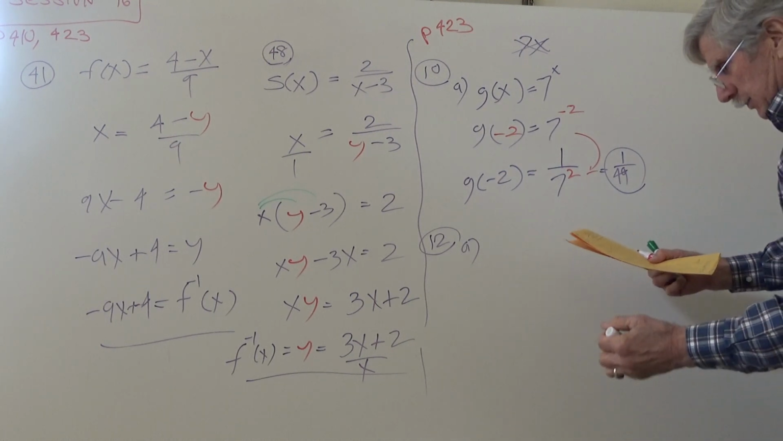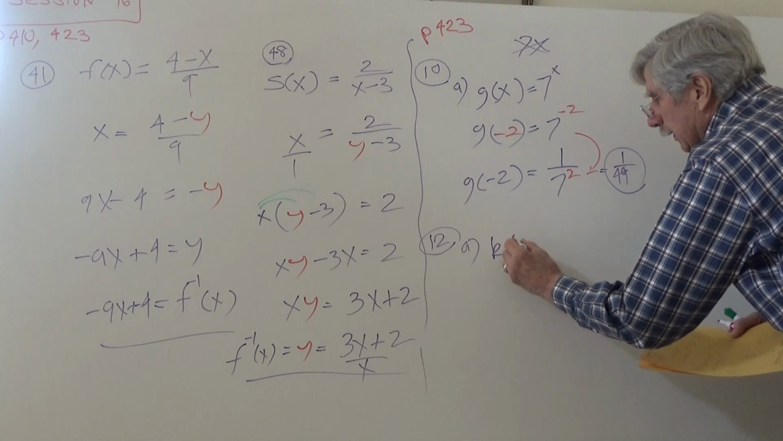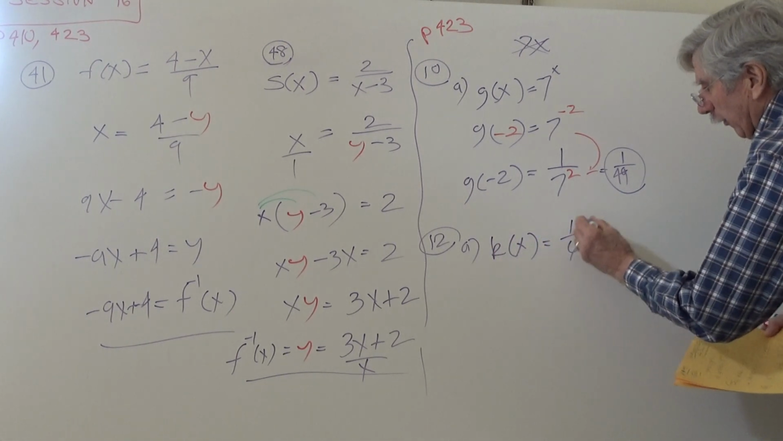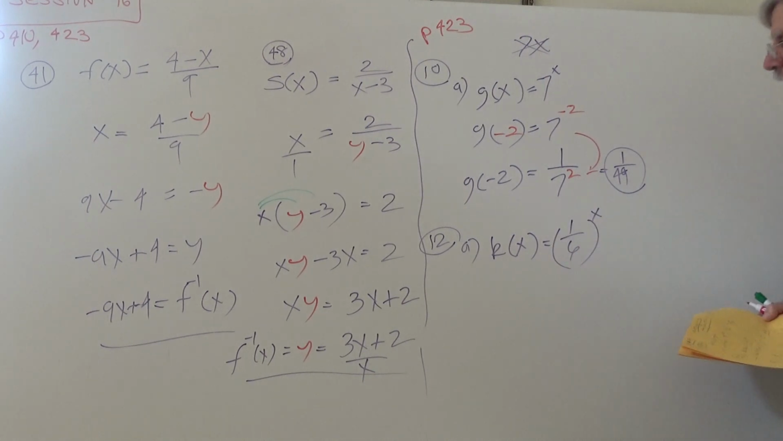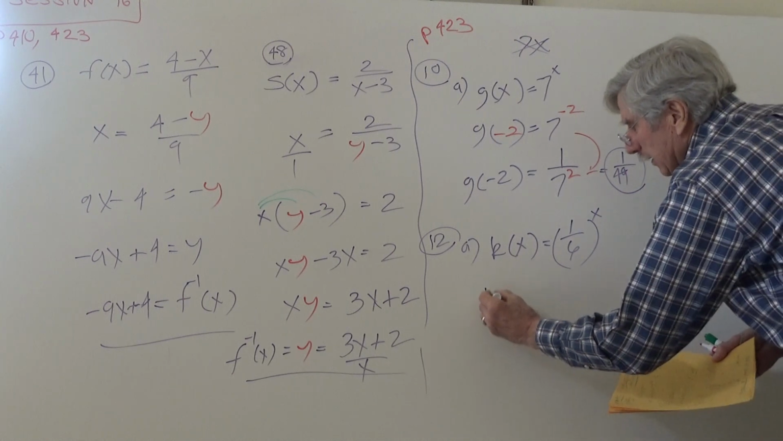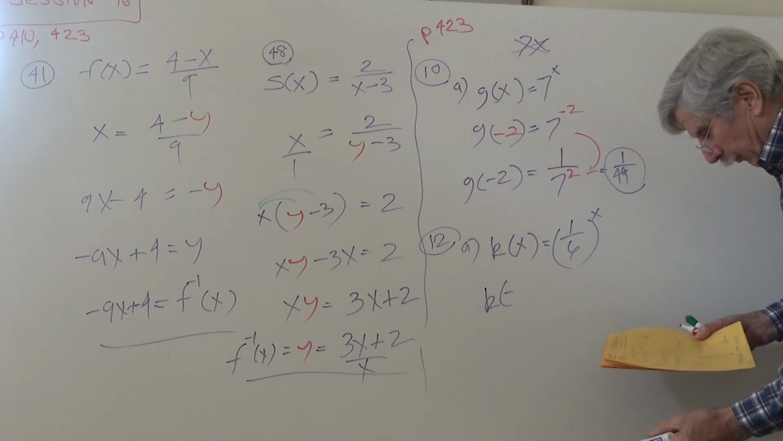And 12a says k of x this time. K of x equals 1/6 to the x power. Again, not 1/6 times x, but 1/6 to the x power. And we're looking for part a, which is k of negative 3, in fact.